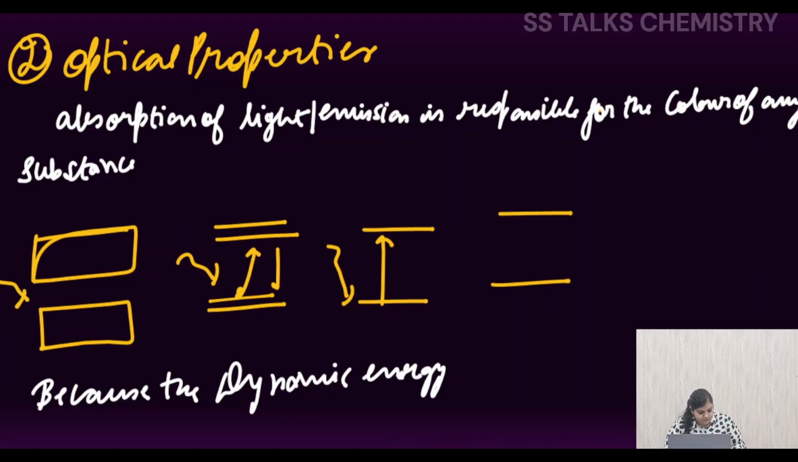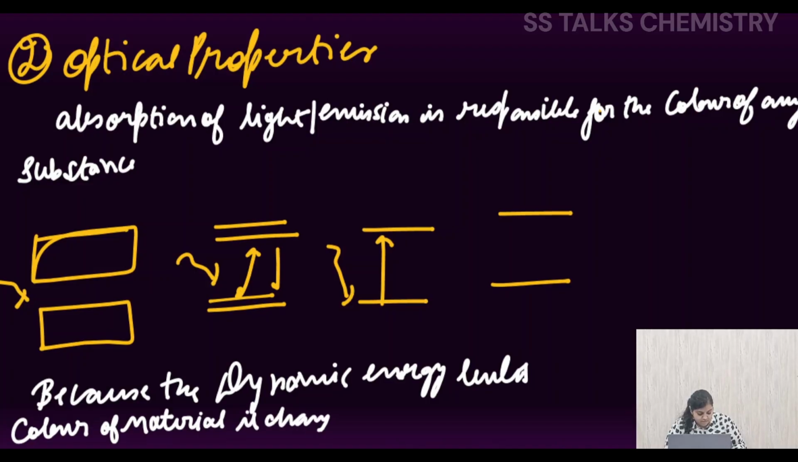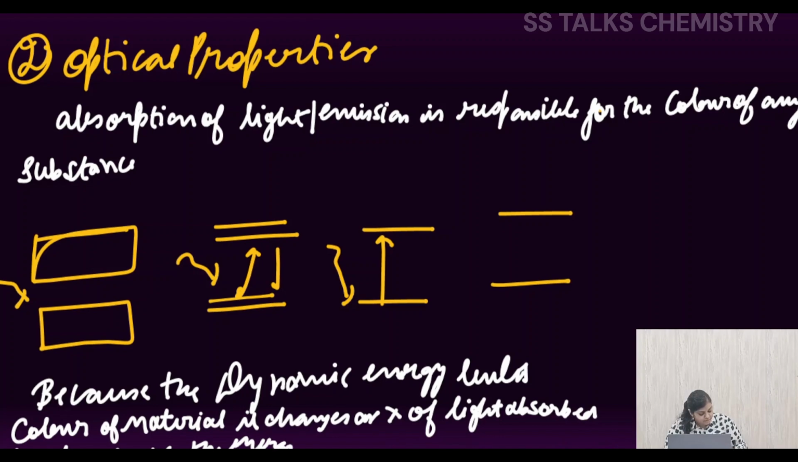Because of the dynamic energy levels, the color of the material changes, as the wavelength of the light absorbed is dependent on the energy band gap.